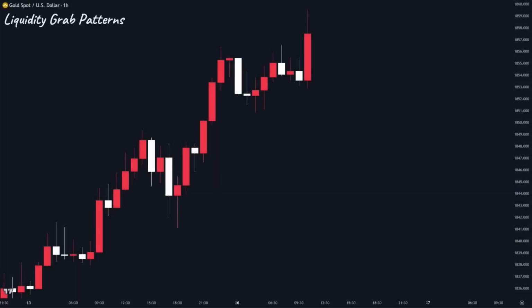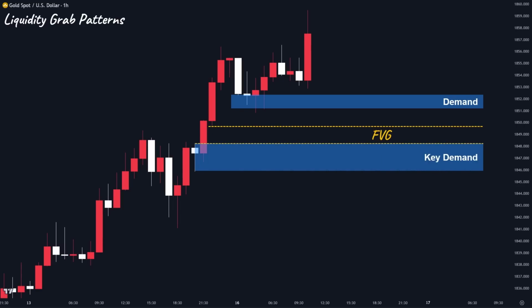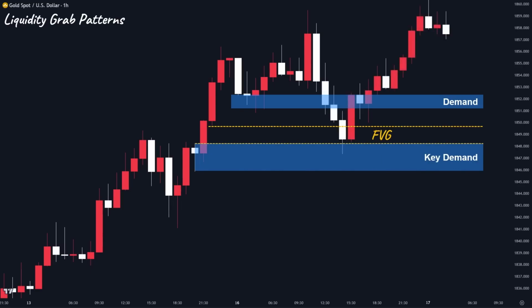For example, here we have a demand area and a potential trading opportunity to go long. But looking at the left side, we can spot this gap between the candles, precisely below the demand zone. Now this gap will act as a magnet for the price to come and fill it, restore the balance, grab the liquidity, and continue pushing upwards when it mitigates the order block.